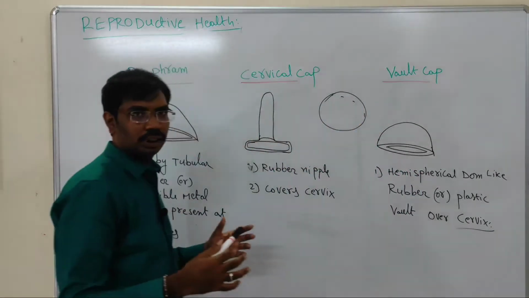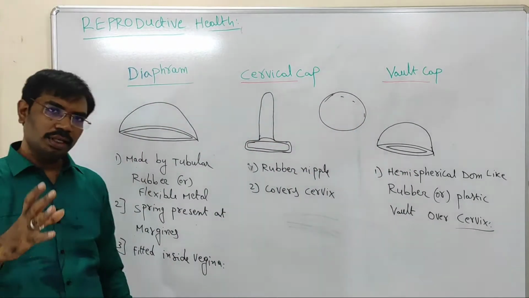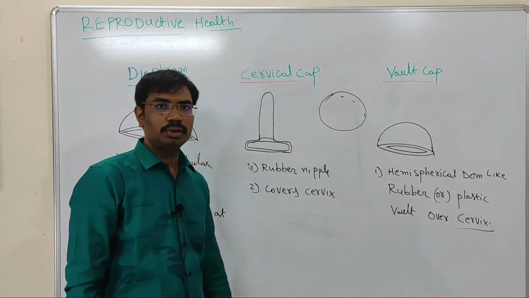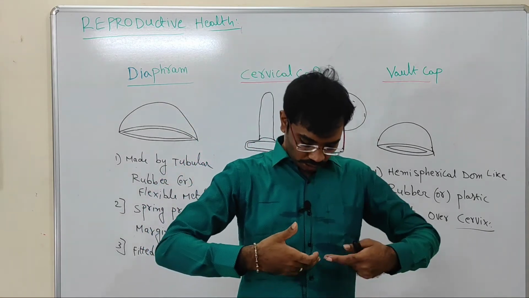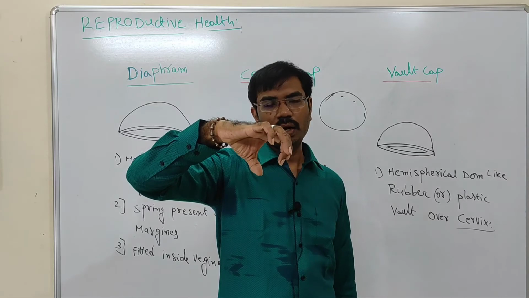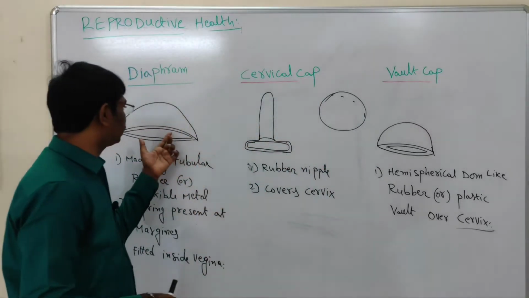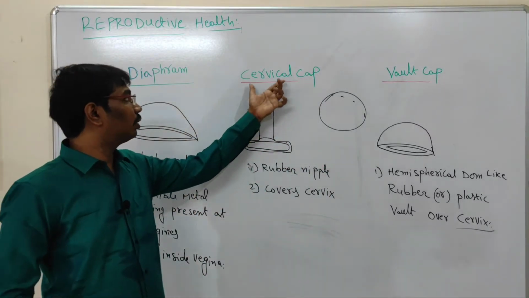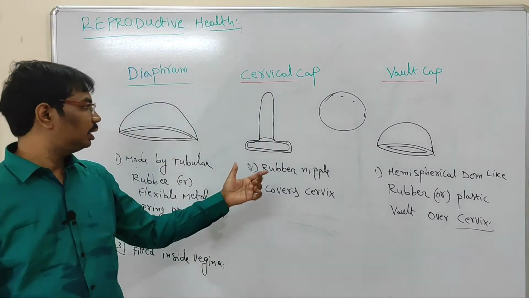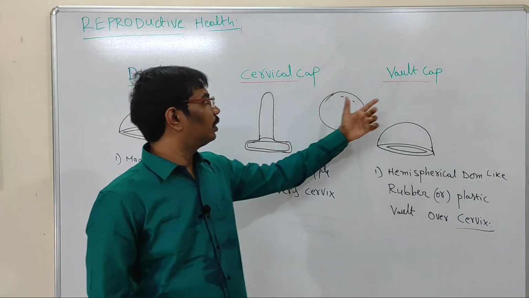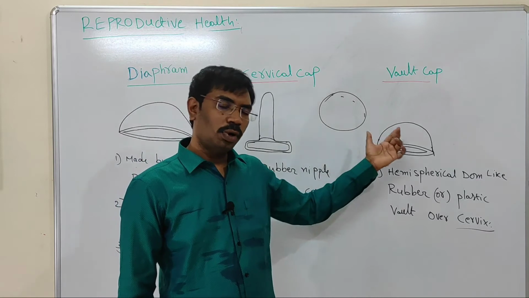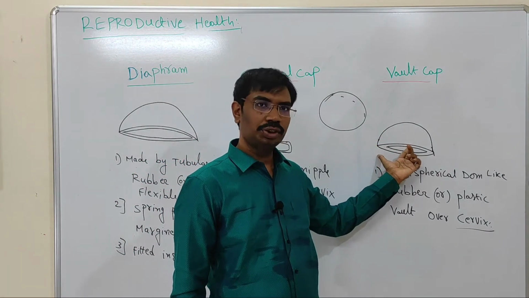Once again I will explain the diaphragm. You already studied the diaphragm in biology, in the digestive system too. The diaphragm is present in our body in this area. It can relax and it can contract, and that kind of nature is present in the diaphragm. Another one is the cervical cap. The name itself tells you it covers the cervix. Another one is the vault cap. It also covers the cervix, and it contains a hemispherical structure.